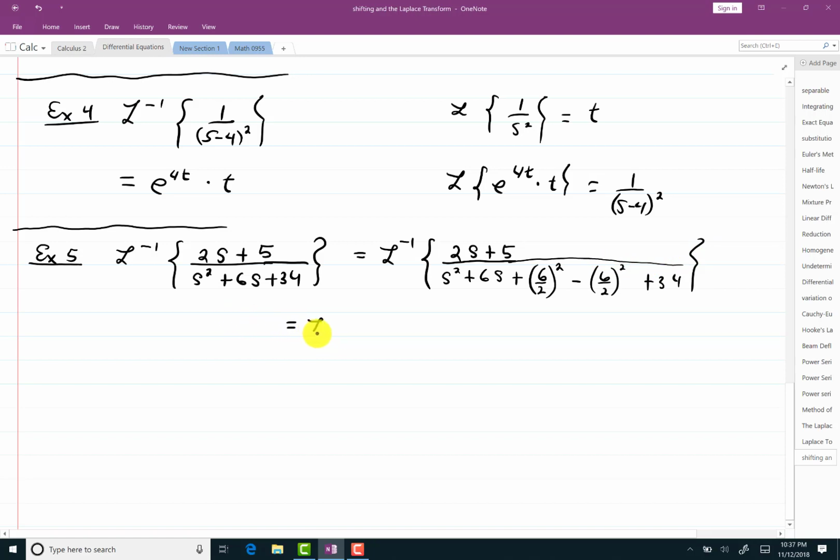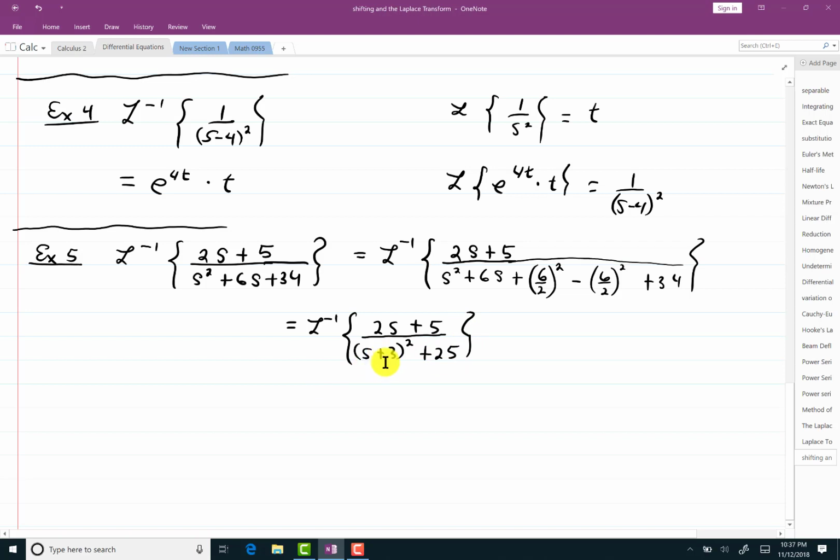So that equals the inverse Laplace of 2s plus 5 divided by, now 6 over 2 is 3, so I have s squared plus 6s plus 9. That is s plus 3 squared. And then what do I have left? I have 34, but then I have minus 3 squared, so I have 34 minus 9. I have plus 25.